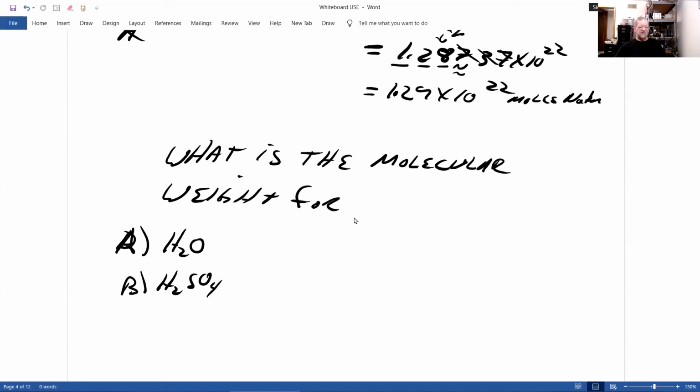All right, let's do some. What's the molecular weight of water? Well, how do you do that? Water has 2 hydrogens, 1 oxygen. Now you have to find the atomic weight of hydrogen and the atomic weight of oxygen. How do I do that? I go to my friendly neighborhood periodic table.